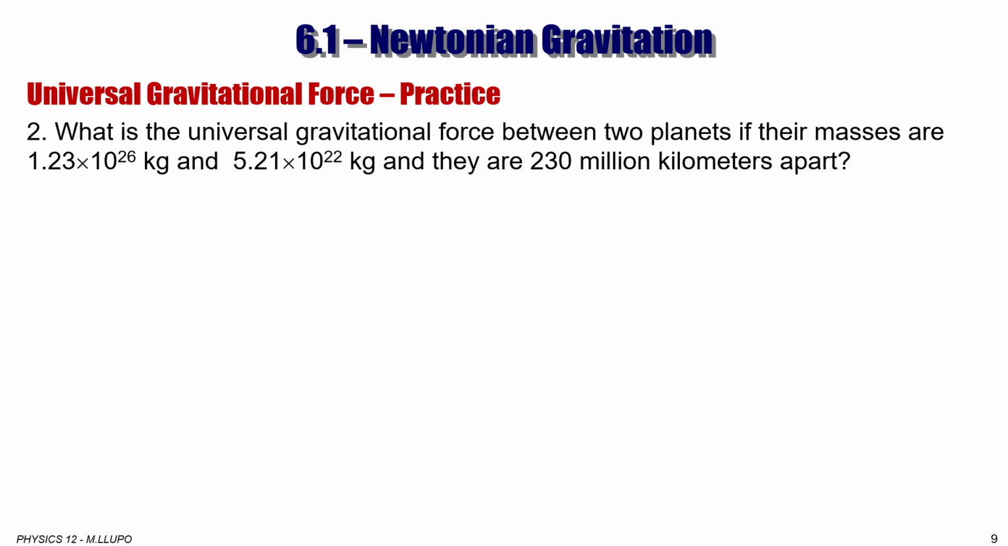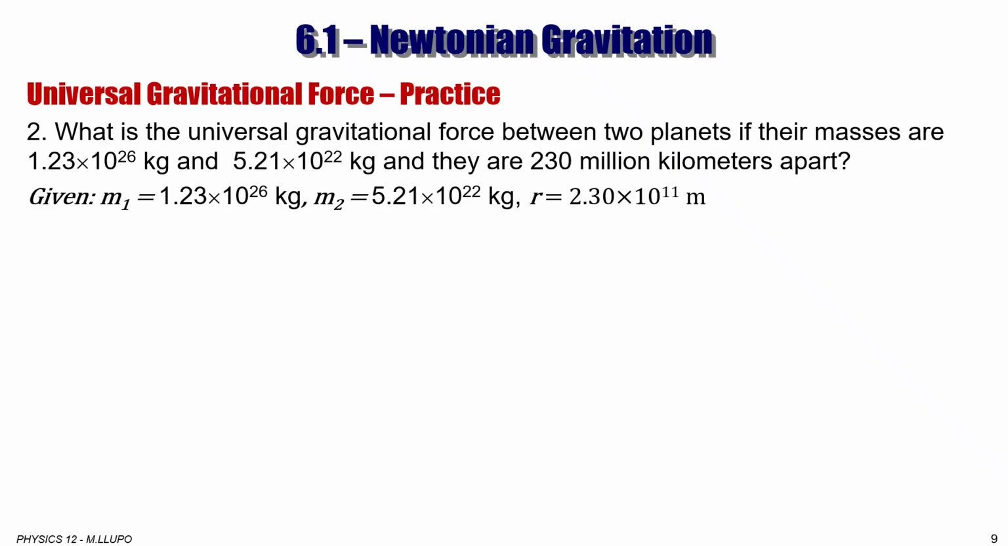Here is another practice. What is the universal gravitational force between two planets if their masses are 1.23 times 10 to the power of 26 kilograms and 5.21 times 10 to the power of 22 kilograms, and they are 230 million kilometers apart? So let's write what is given and what is required. Mass of the first planet, mass of the second planet, and the distance between them. Remember, the distance is in million kilometers, not meters. So it's another 10 to the power of 3 there to convert kilometers into meters. So it's going to be 2.3 times 10 to the power of 11 meters.